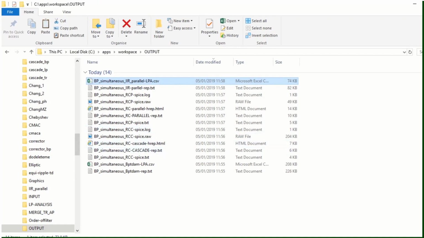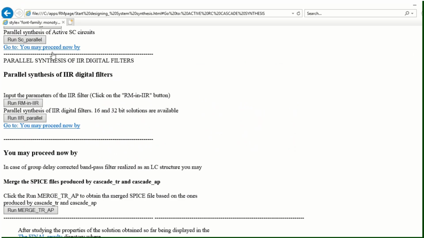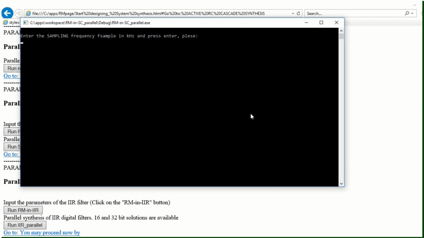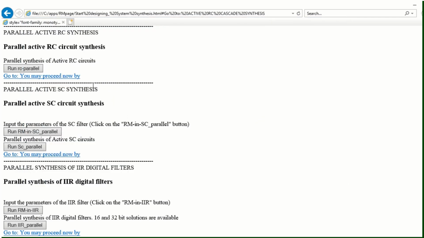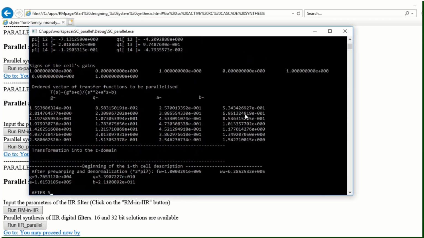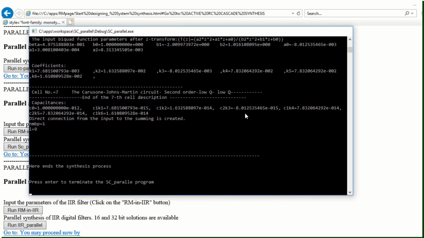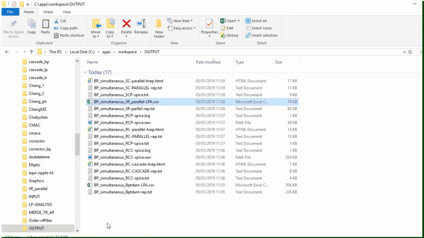And now we will go for the SC, which, as already mentioned, has to be weighted for time domain analysis. It is done now. And here is the SPICE file. Somewhere here. Let's see. SC, of course. SC parallel.